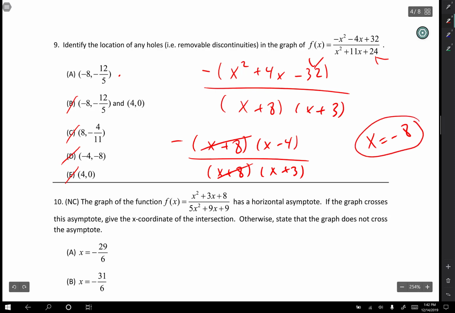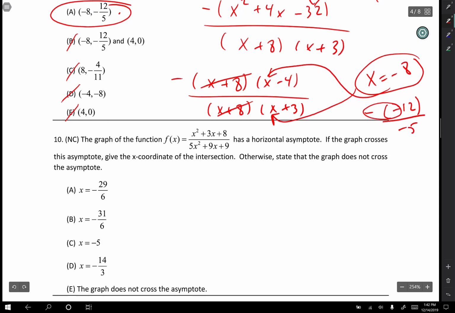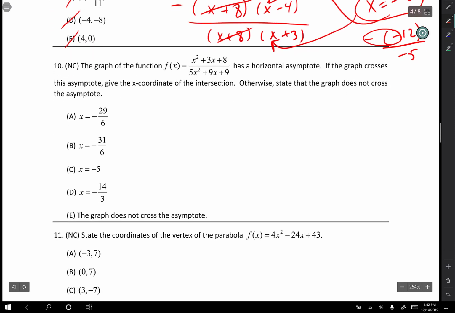Plug in x equals negative 8 into what you have remaining to see what the y value is. So negative, and then 8 minus 4. Negative 8 minus 4 is negative 12, divided by negative 8 plus 3, which is negative 5. These negatives cancel out to be positive, but then divided by a negative again, I'm back to negative. Positive divided by negative is negative, so negative 12 over 5. There we go. Hopefully that made sense.